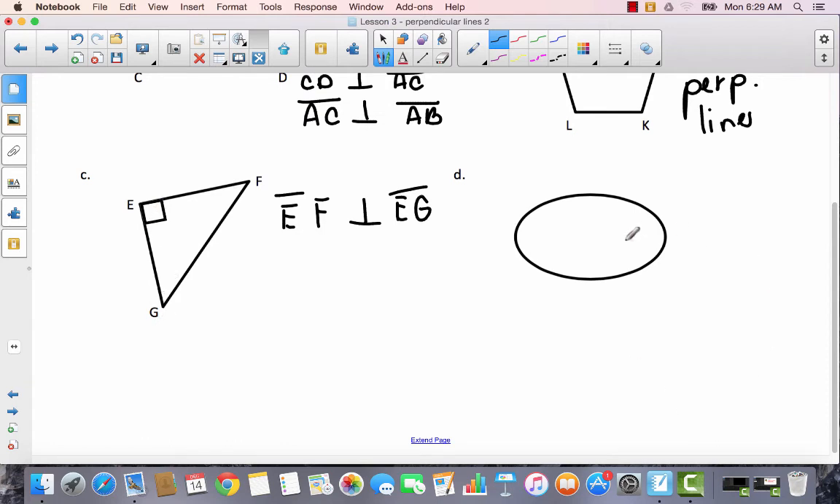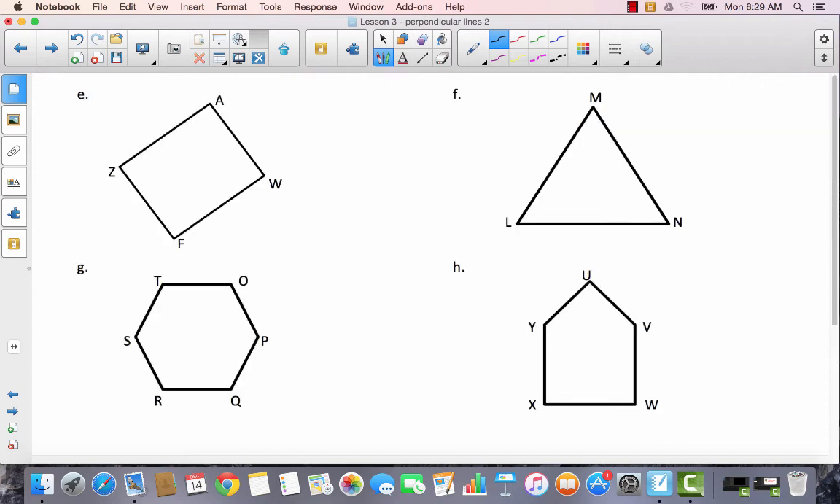So what do you think about figure D? Take a look at that. Do you see any perpendicular lines? I don't either. So we're going to say no perpendicular lines in figure D either. All right, so let's keep going. Let's look at figure E. Now again, we have another rectangle. I want you to go ahead and identify all of the perpendicular lines and see if you can label them and come back and see if you have the same thing that I do, okay?